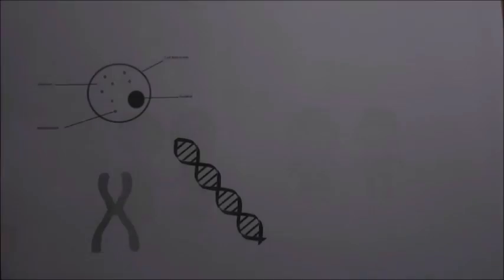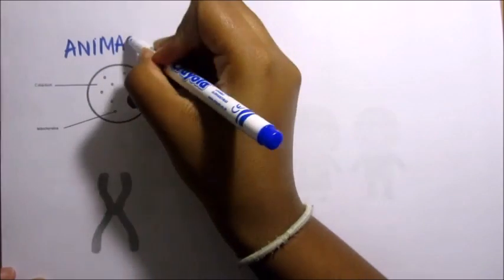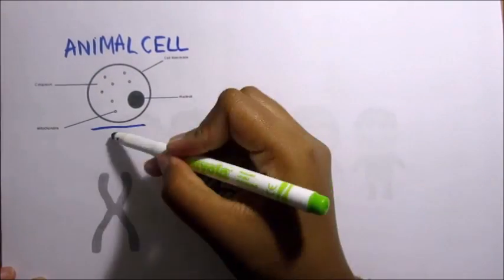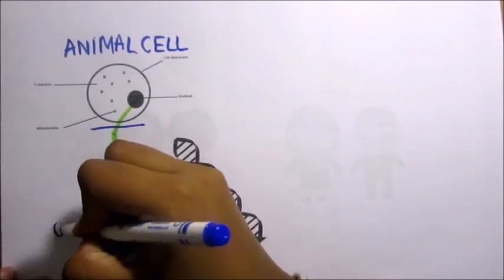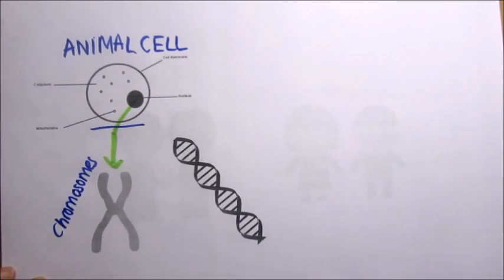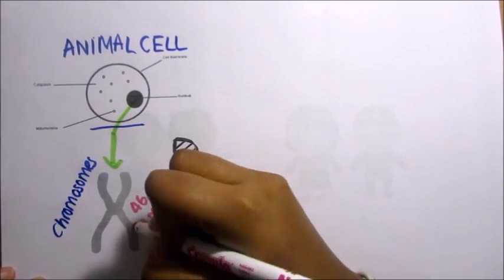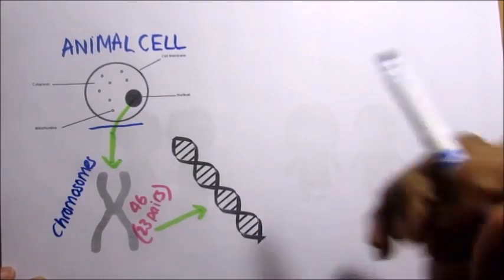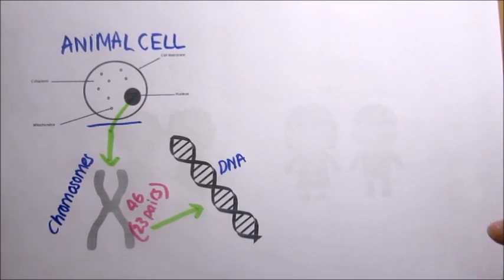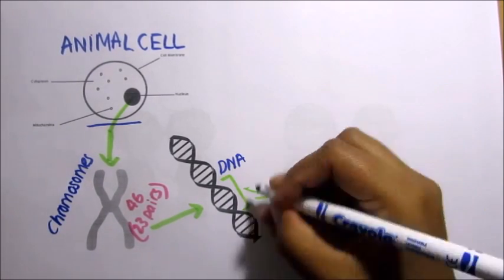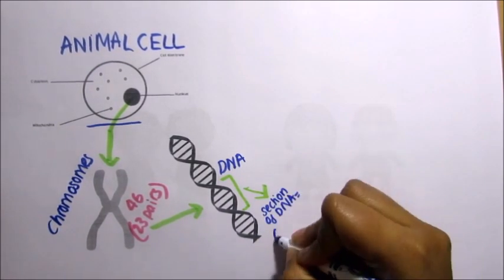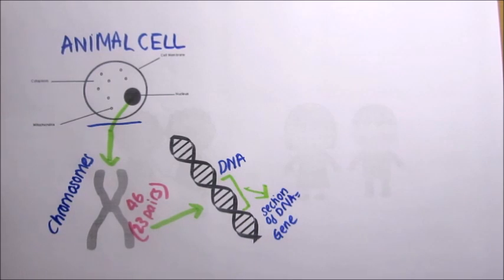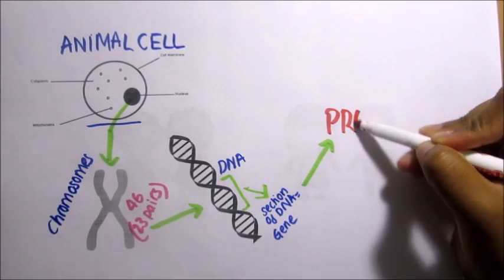B1. You and your genes. This is an animal cell. An animal cell contains a nucleus, and inside that nucleus you will find chromosomes. Exactly 46, i.e. 23 pairs of chromosomes. Inside a chromosome you'll find DNA. A short section of the DNA is a gene. A gene carries instructions that control how you develop and function.